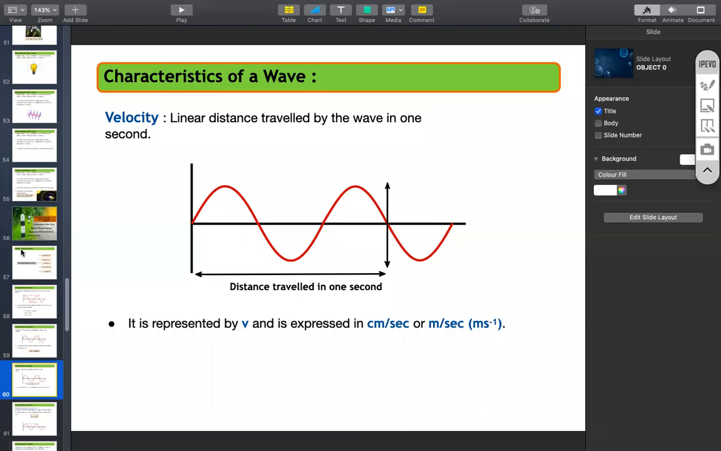What is the velocity of wave? Linear distance traveled by wave in 1 second. That is the velocity of wave. Can you tell me the relationship between v, velocity of wave, lambda, and frequency? Tell me fast. Very good, Prati. Correct answer. Naren, correct answer.